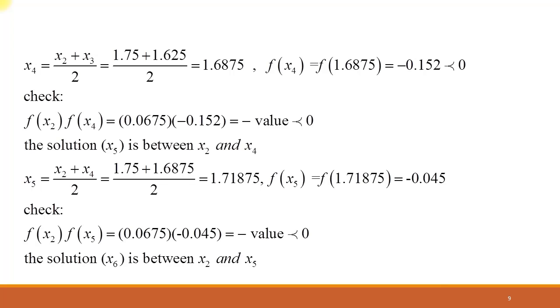So now you see here the function has opposite signs at x4 and x2. So the next root x5 lies between x2 and x4, divided by 2. x2 plus x4 divided by 2. This is the value of x2 and this is the value of x4, divided by 2, which is equal to 1.71875. Now to find the sixth root, check the sign of the function at this x5 and at other previous roots.